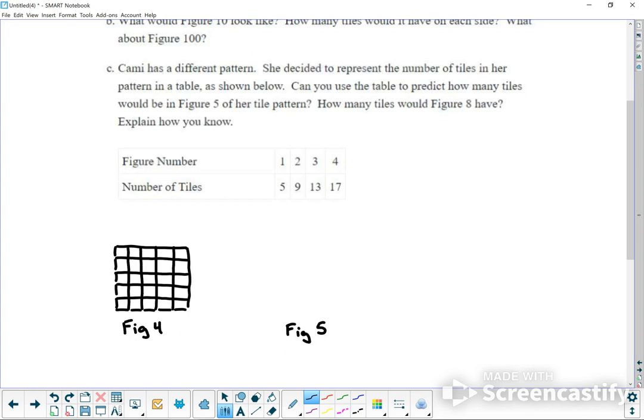Okay, so figure 5, what do you think? It's going to have one more, so it's going to be a 6 by 6. And just by thinking about this, this allows us to think about what the next figure is going to be. 2, 3, 4, 5, 6. So figure 5 is going to be a 6 by 6.